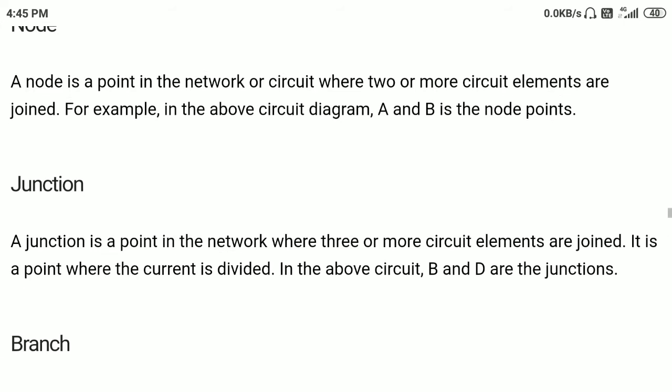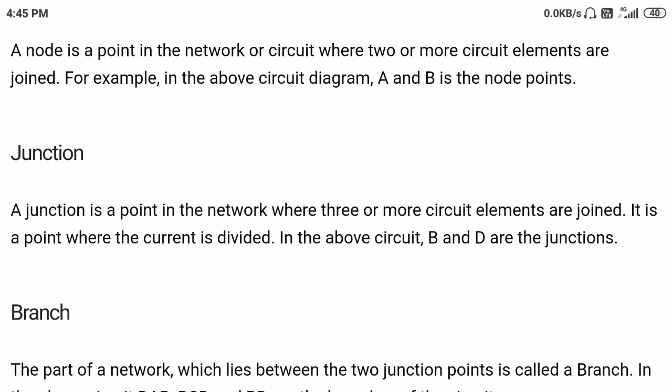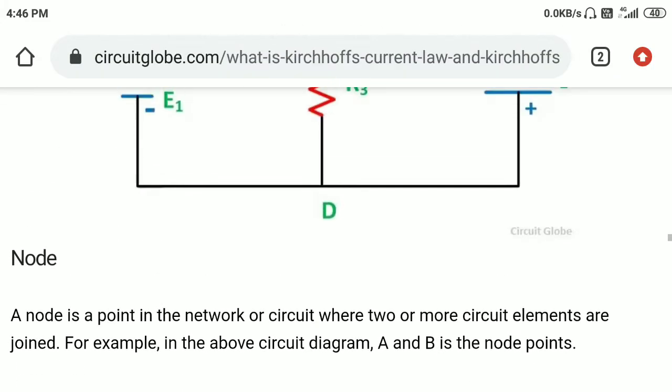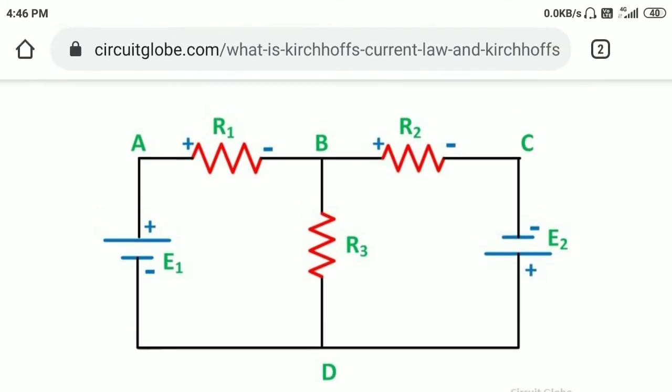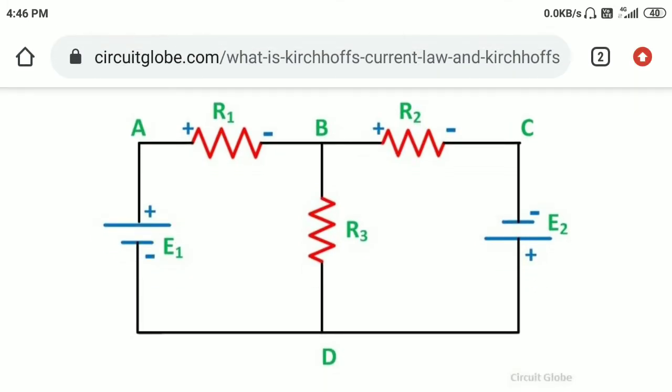Now, a junction is a point in the network where three or more circuit elements are joined. It is the point where the current is divided. In the above circuit, B and D are the junctions. See here, B and D. Here B and D are the junctions where three elements are connected across the point B, and source and resistance and source are connected at point D. That is called a junction. A and B are called nodes.